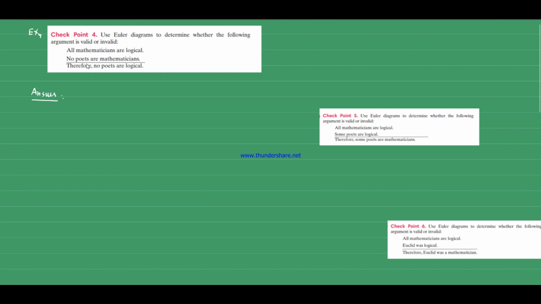This over here is: no poets are mathematicians, so all mathematicians are logical. So we'll go ahead and draw that. All mathematicians are logical. So this mathematician over here, all of them are logical, so must be inside. So this one must be math, all mathematicians. I just put all math. So over here I have logical.